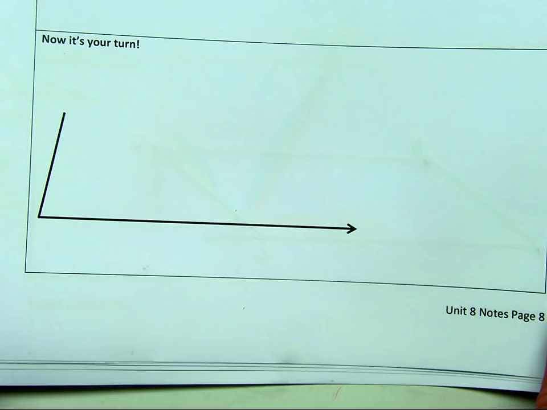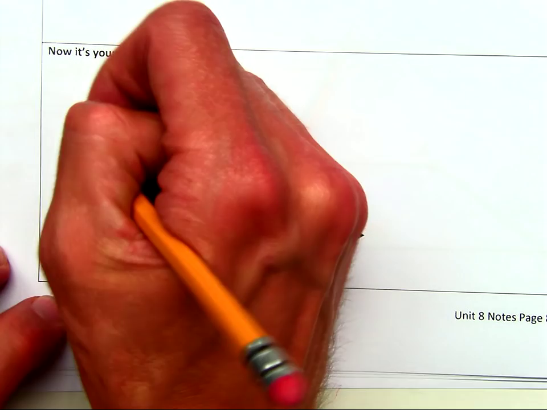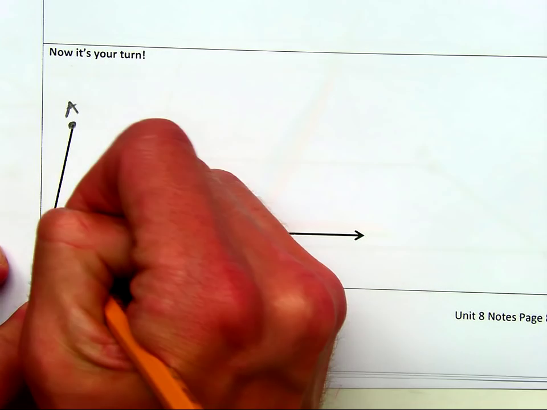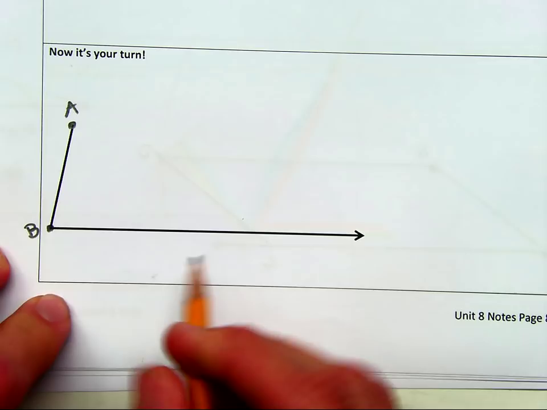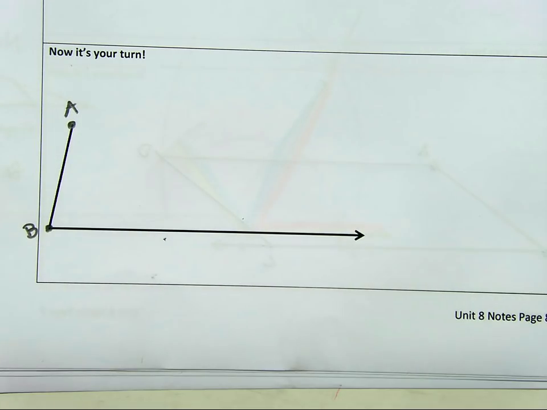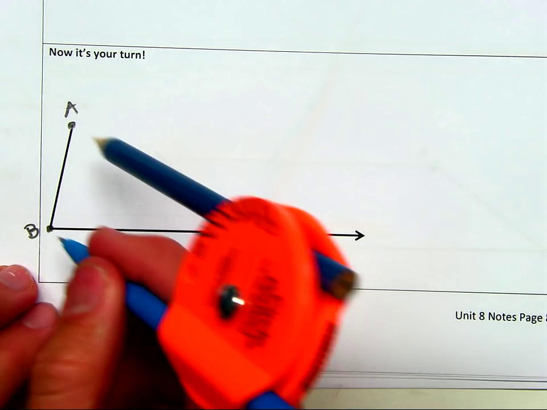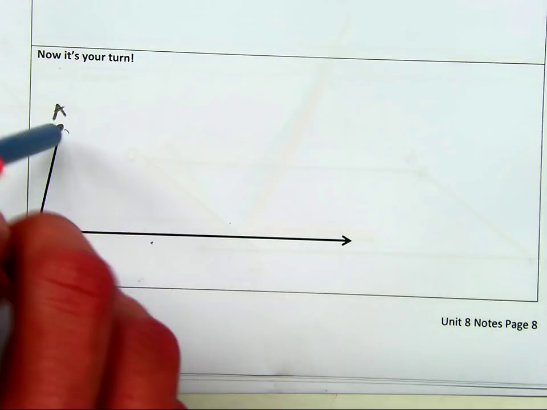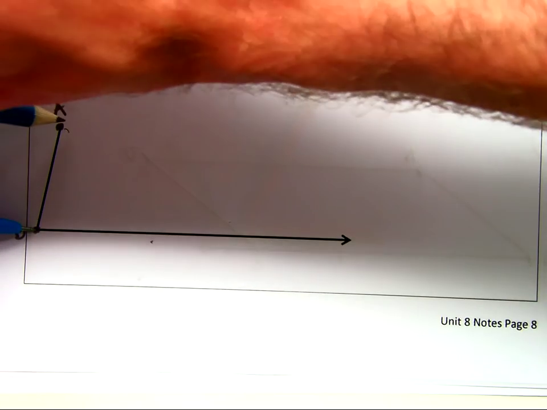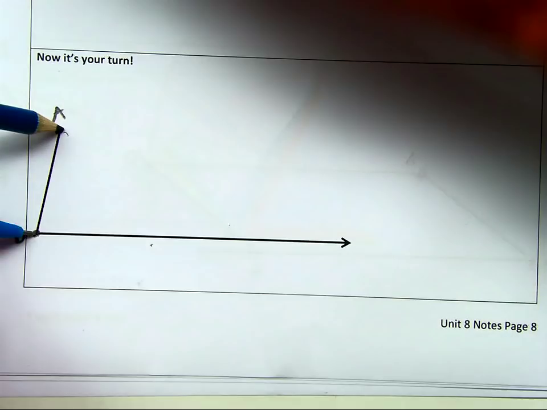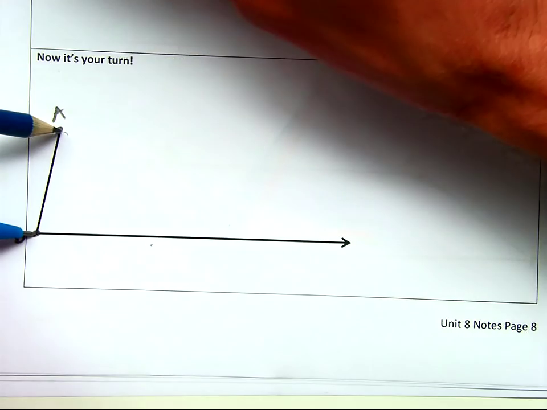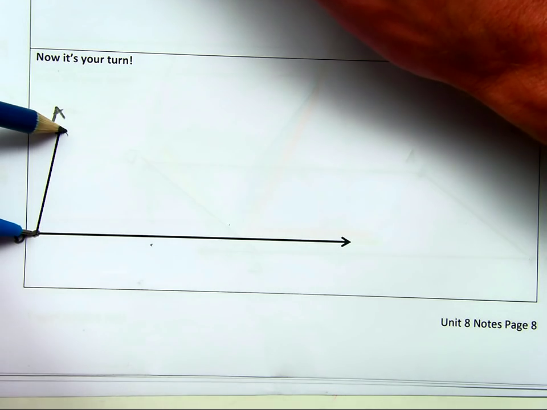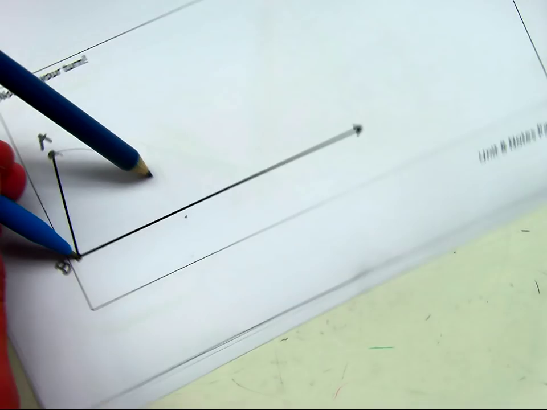Now it's your turn. Do it again. Let's call this A, call this B, find C, and then make a parallelogram. Alright, let's see how you did. Step 1, place the needle at B. Then go to A with your pencil. It's almost the same length as the last one. It might even be the same. Okay, once you find the distance from B to A, you draw an arc. This is going to help you find point C.